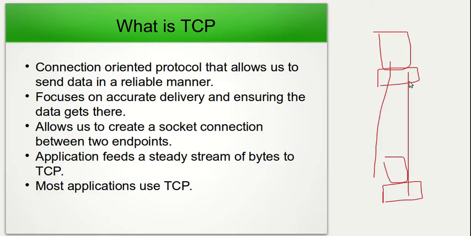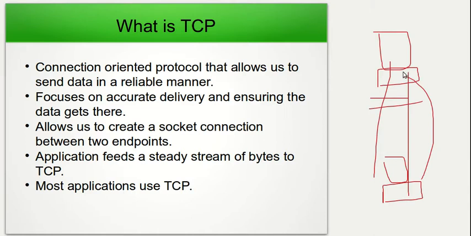And TCP focuses on the accurate delivery of data. It doesn't really care about the speed. With TCP, it ensures that when PCA sends data to PCB, PCB sends some sort of acknowledgement back so that PCA knows that data really got there. And also, PCA will resend any data which is dropped.